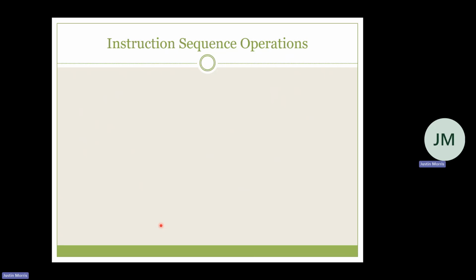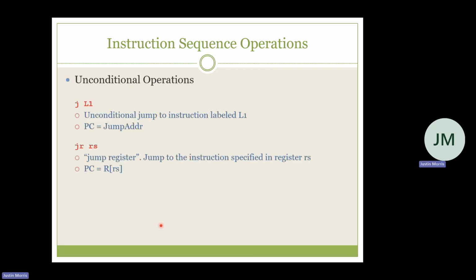All right, unconditional jumps. So jump to L1, we're not even going to check a condition. We're just going to jump our PC address to this label L1. And then jump register is we have this register RS. Put the contents of register RS as the address of PC. No condition.